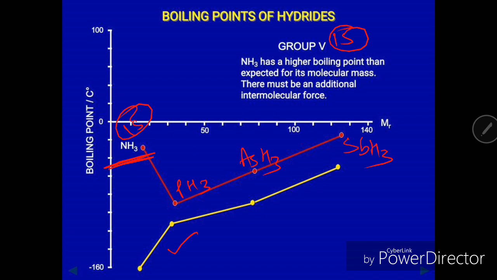In PH3 hydrogen bonding is not found because hydrogen is bonded with phosphorus, which is not so electronegative and is bigger also. That's why in PH3 only dipole-dipole interactions will work, which are weaker in comparison to the NH3 hydrogen bonds, and therefore the PH3 boiling point will be lesser than ammonia.